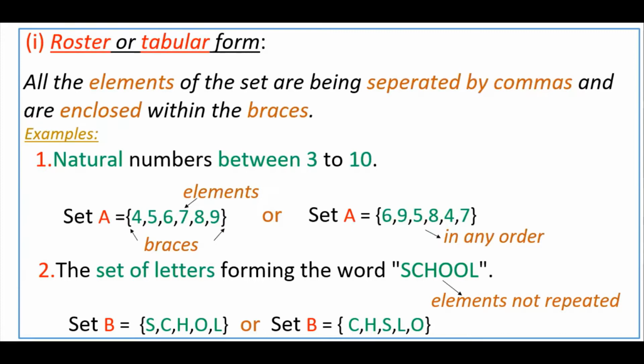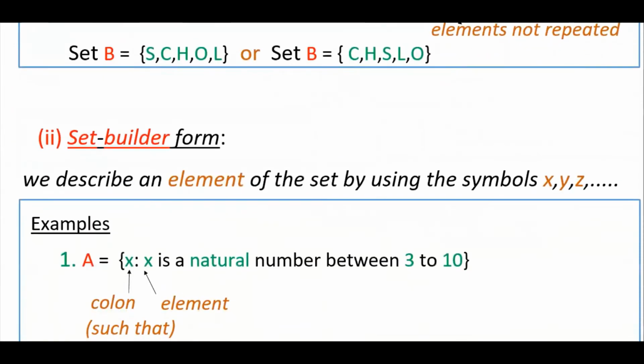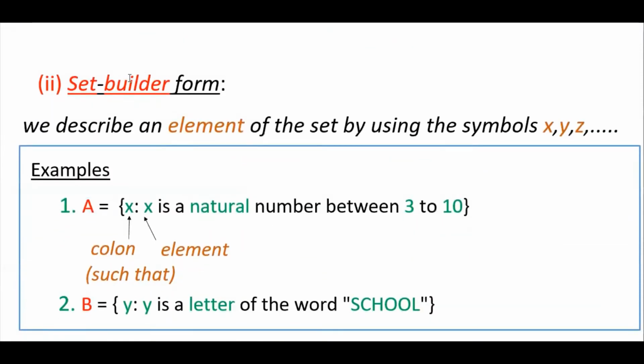And next one is set builder form. So in this method, you have to represent an element of the set by using the symbols x, y, z, etc. For example, A is equal to {x such that x is a natural number between 3 to 10}. So here this is the set builder form. You have to represent the set like this. Here x is the element. It is a natural number between 3 to 10. That means 4, 5, 6, 7, 8, 9. This is the representation of the element in the sentence form. So this is the set builder form.